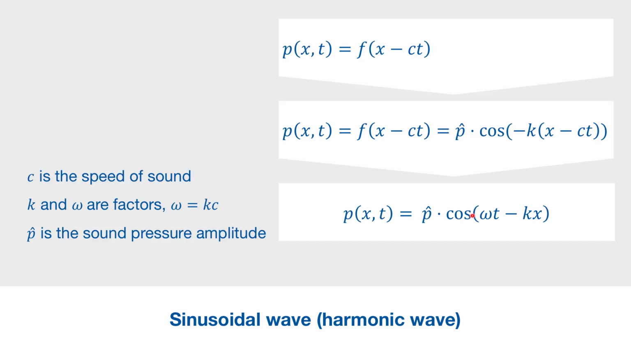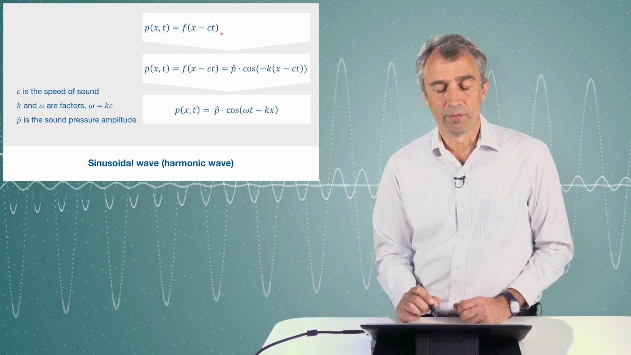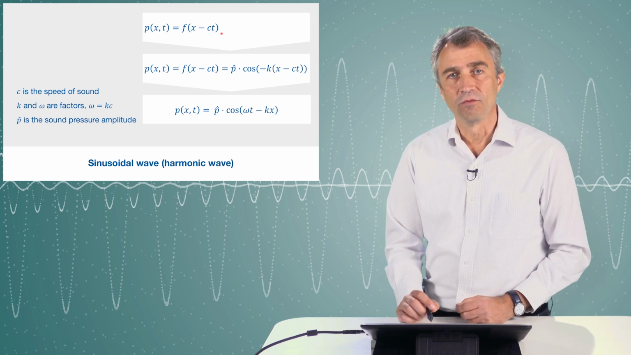Now we focus on further examples of this general solution of the D'Alembert principle. It was given by the pressure as a function of space and time is any function, but the condition was x minus ct must be in the variable. We take now one example.